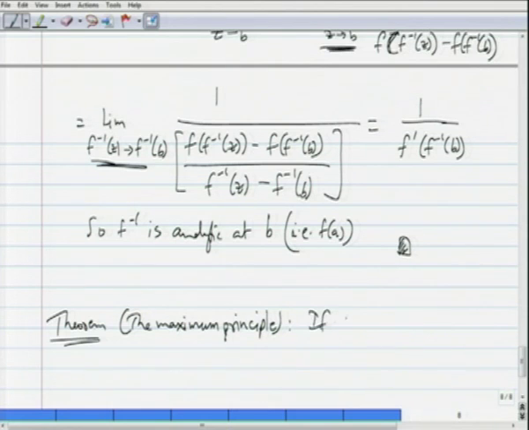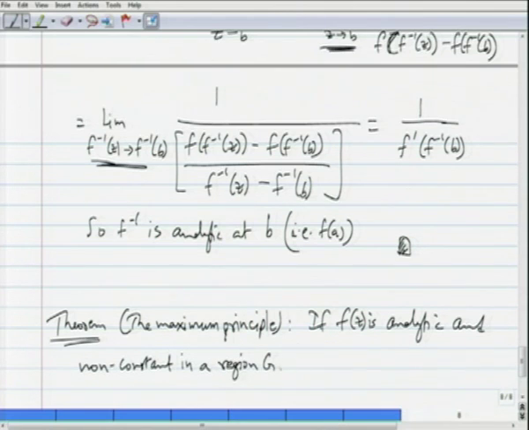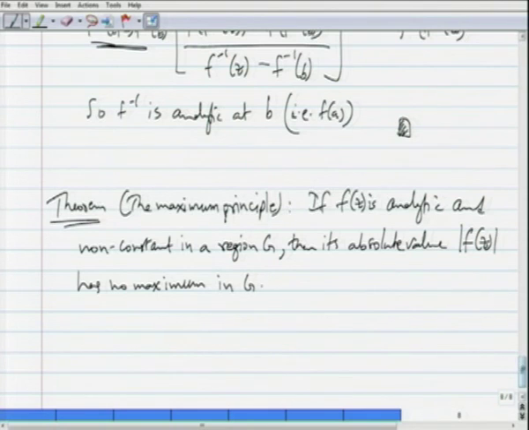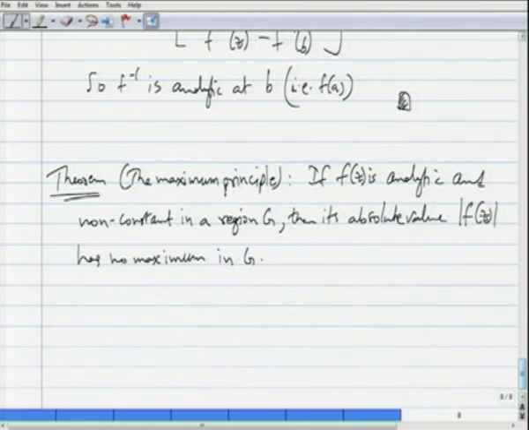So, if f of z is analytic and non-constant in a region G, then its modulus, the modulus of f of z, has no maximum in G. So, we want G to be a region, and then the modulus of f of z has no maximum in G.